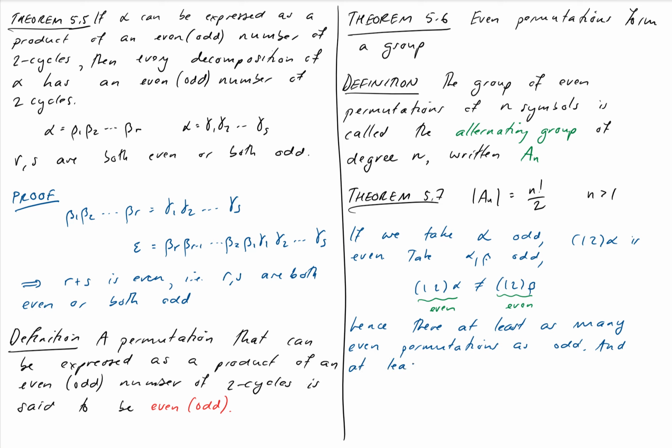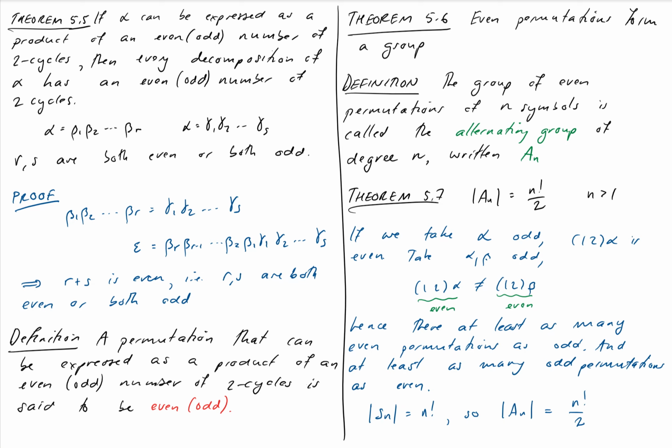If you start with two even ones and multiply both of those by (1 2), you'll get two odd ones, and therefore there are at least as many odd permutations as even. Finally, that basically tells us that the number of odd and even permutations is equal. Given that the order of S_n is n factorial, it follows that the order of the alternating group of degree n is n factorial over 2.